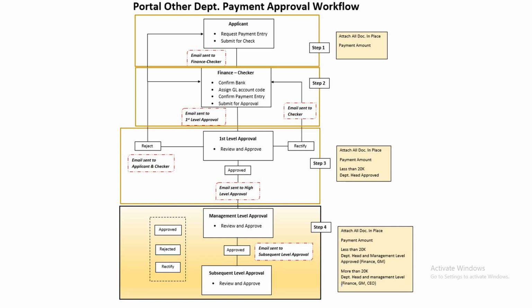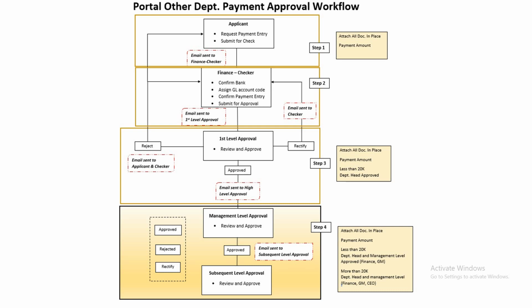For other department payments, we also have 4 steps. The first step is that the applicant will request the payment entry. They will key in the payment request entry and submit it for approval. Once they submit, it will be sent out to finance.